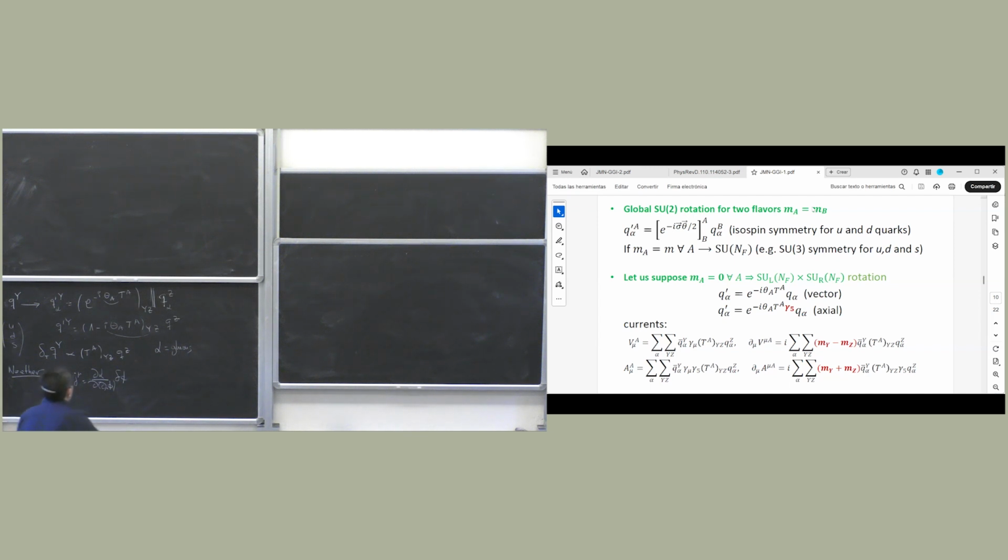So gluons, I don't care about gluons. I should care about what? The fermions, no? And how is the Lagrangian? How is the QCD Lagrangian for fermions?